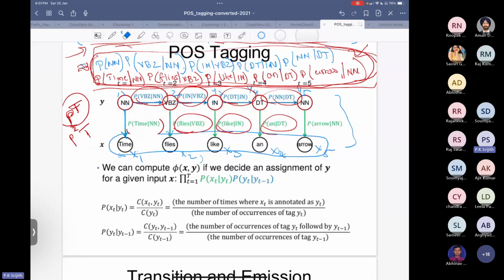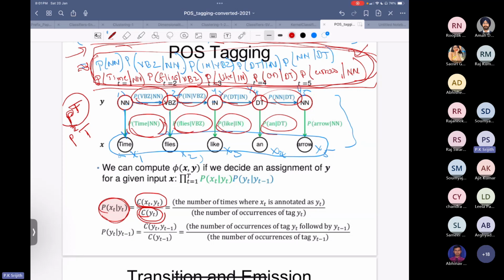For example, if you want to compute p of xt given yt, that is something like probability of time given NN, what you do is that you look at this corpus, find the number of times xt and yt have appeared together. For instance, time and noun have appeared together. That is given by c of xt yt. And you find the number of times yt is appearing, which is given by c of yt. And you can get this probability by dividing c of xt yt by c of yt. That is the number of times where xt is annotated as yt divided by the number of occurrences of the tag yt.